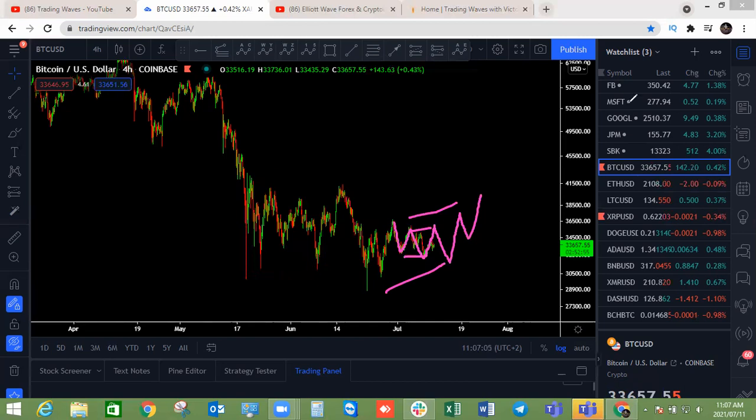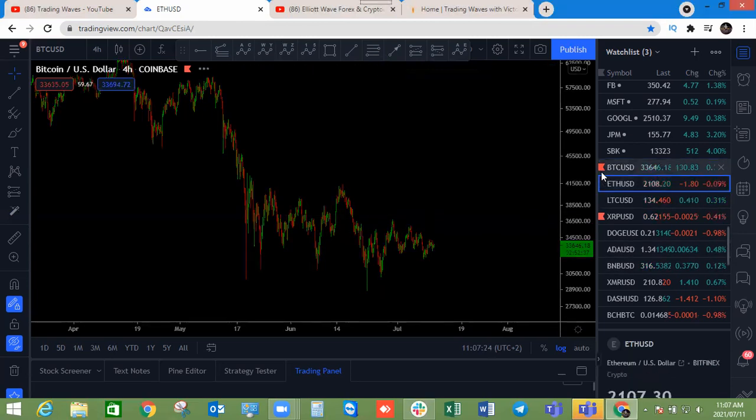So for the next move, let us look at this as 3 waves to the upside after the wave 5 here as a 3-wave pullback, and then we start looking for a move to the upside. We're going to be looking to get to around these levels on Bitcoin. All right, so that is what we're looking at on Bitcoin.